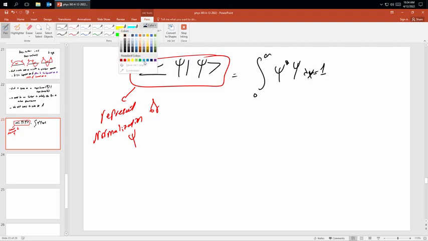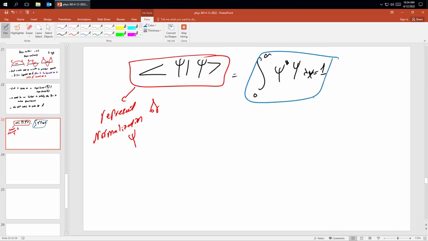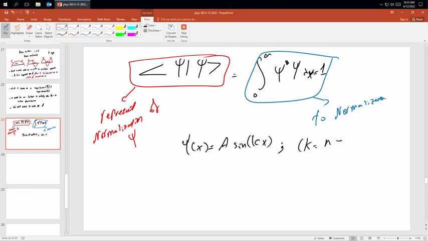And this is what you do. This equation represents the normalization of psi. Again, psi of x, let me go ahead and write this down, is A sine kx, where k is going to equal n pi over a.